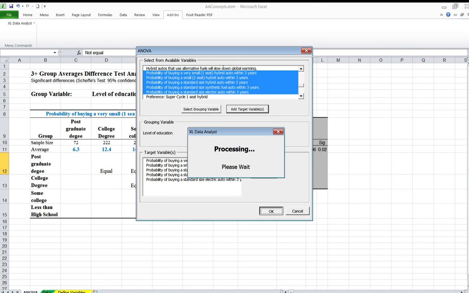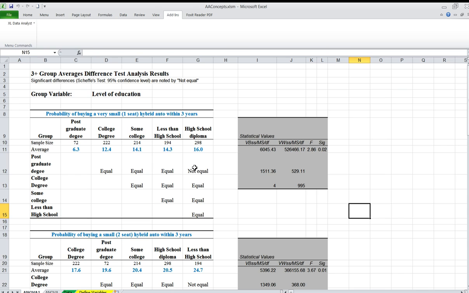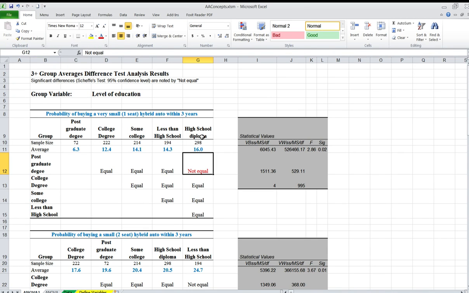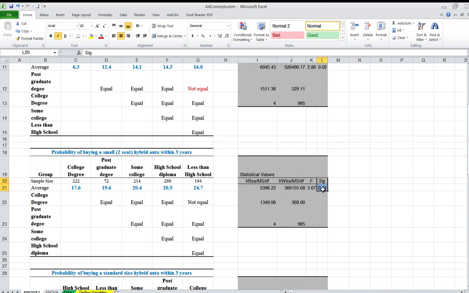The first test is the test which we actually had just a moment ago. There is significant difference between the probability of people to buy the small car between people with high school diploma and postgraduate degree. For the second car, buying a 2-seater hybrid car, there also are significant differences. This time the difference is between people with less than high school degree and people with college degree.